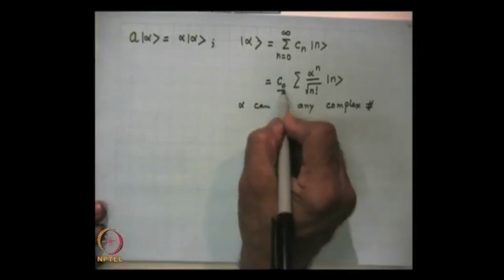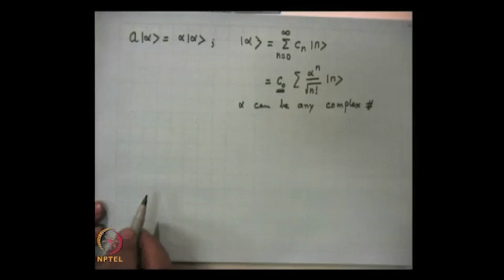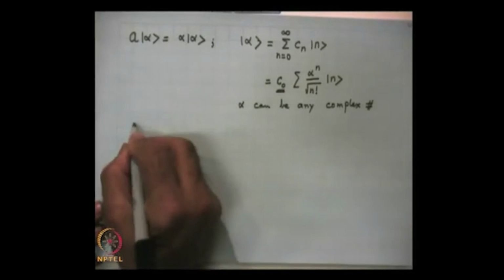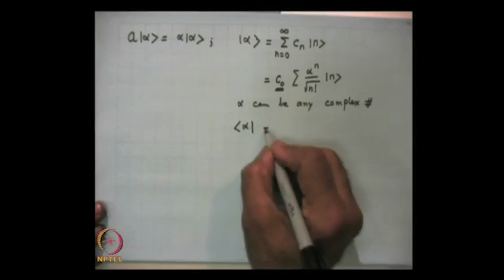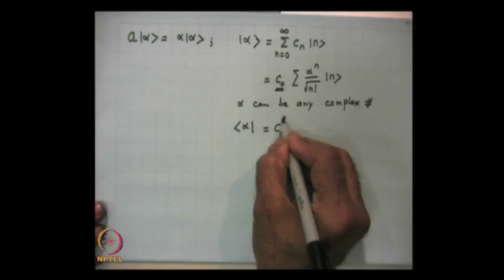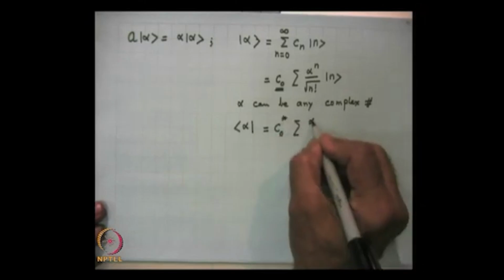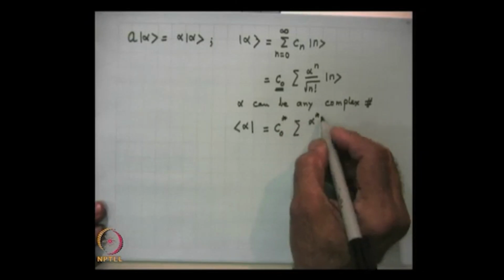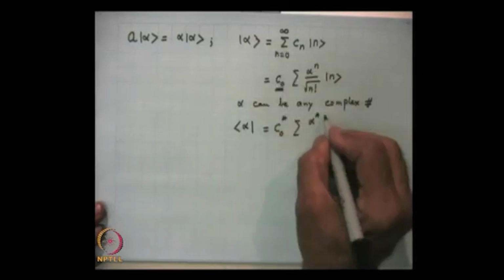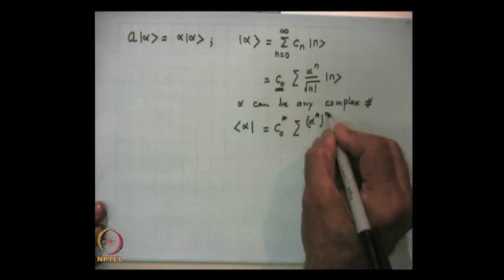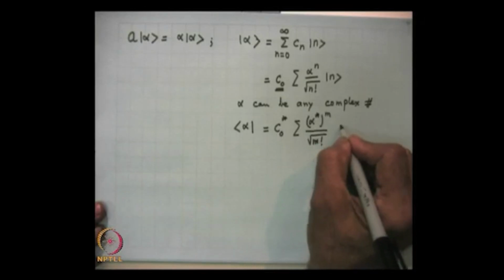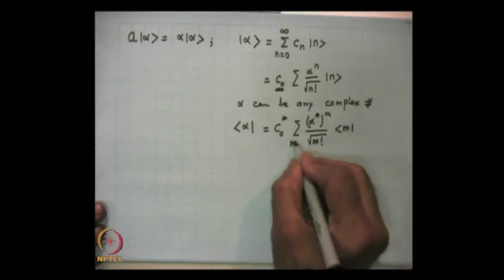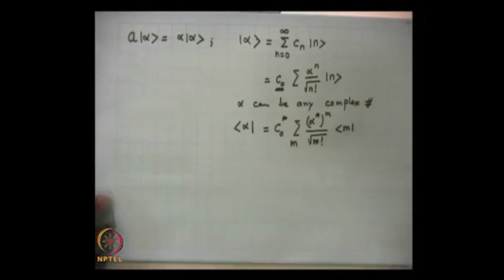I still do not know what is the value of C 0. So, I try to normalize this ket. So, I have bra alpha. If I take the conjugate imaginary of that, this will be C 0 star, alpha star to the power of m, and I will multiply this with bra m, because n and m are dummy variables. I can write p, I can write m, or I can write l, anything that we feel like.